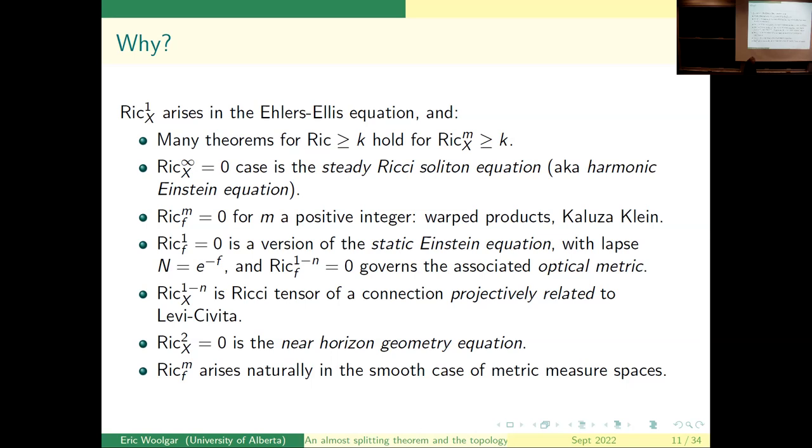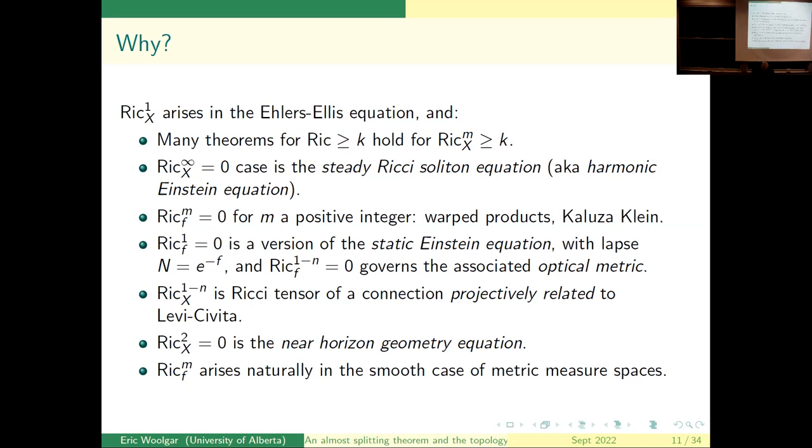It happens, however, that much of what you can prove for bounded Ricci curvature, you can prove for bounded Bakry-Emery Ricci curvature. The case where m is infinity, so one of the terms from the previous slide is not there, happens to be the Ricci soliton equation, and that's quite popular in its own right. If m is a positive integer, then you can get this from a warped product. It's the equation that holds on the base when the Einstein equation holds for the warped product.